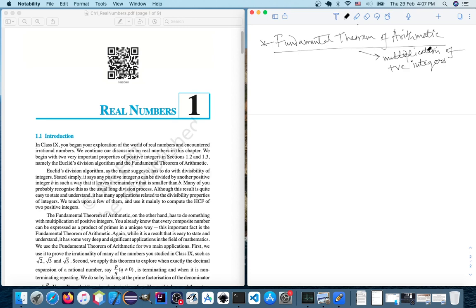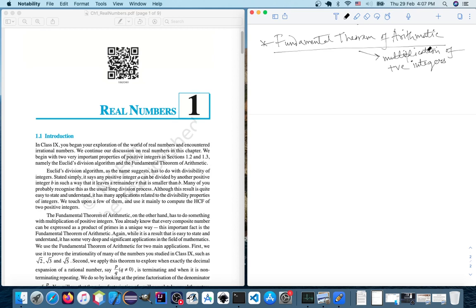So the fundamental theorem of arithmetic says that any composite number, by composite number means the numbers which are not prime, are the composite numbers. And what are prime numbers? A number which has no factor other than the number itself and 1, like 2, 3, 5, 7, 11, 13, 17, 19. These are prime numbers.